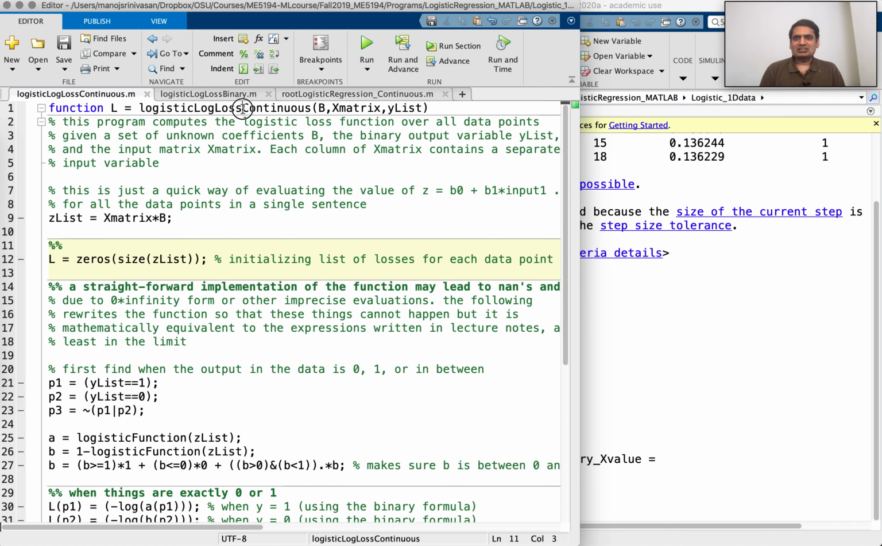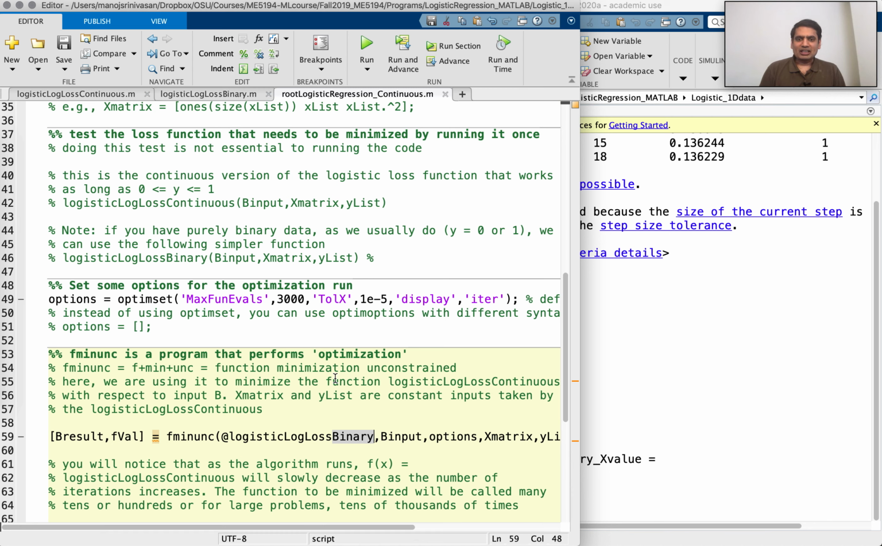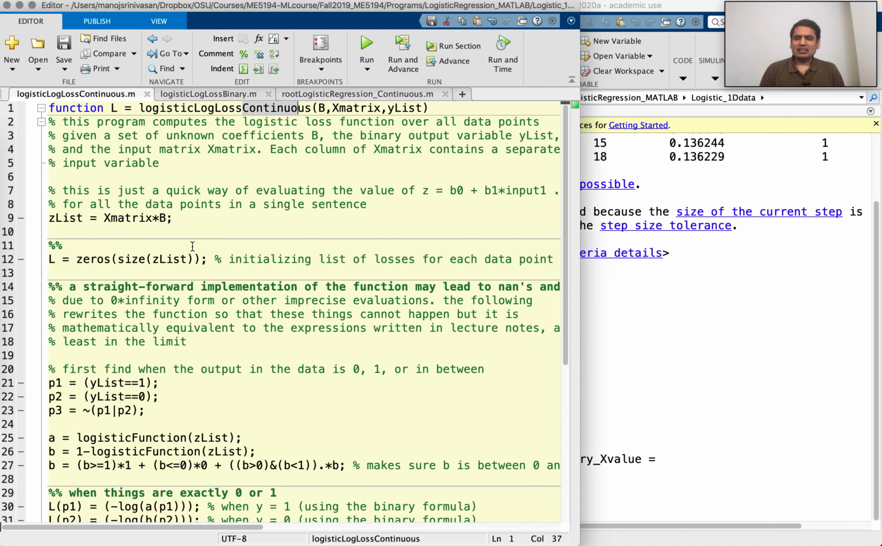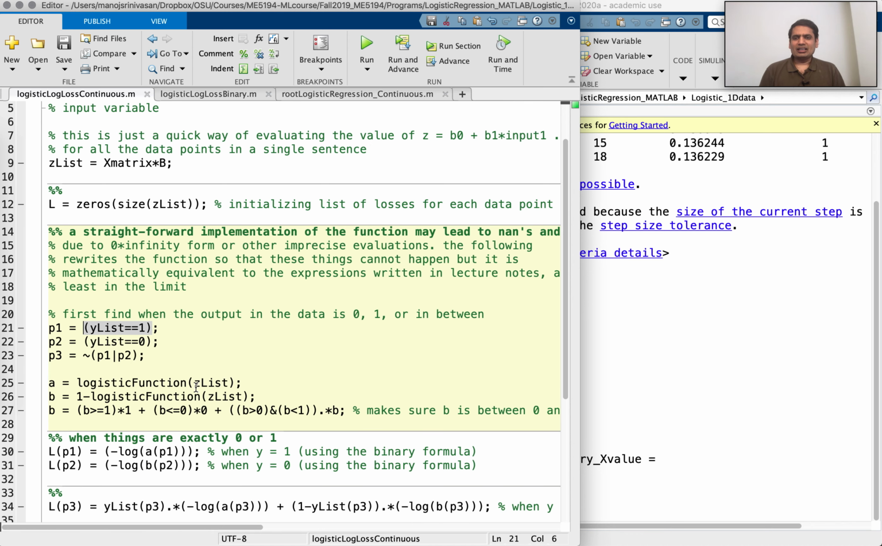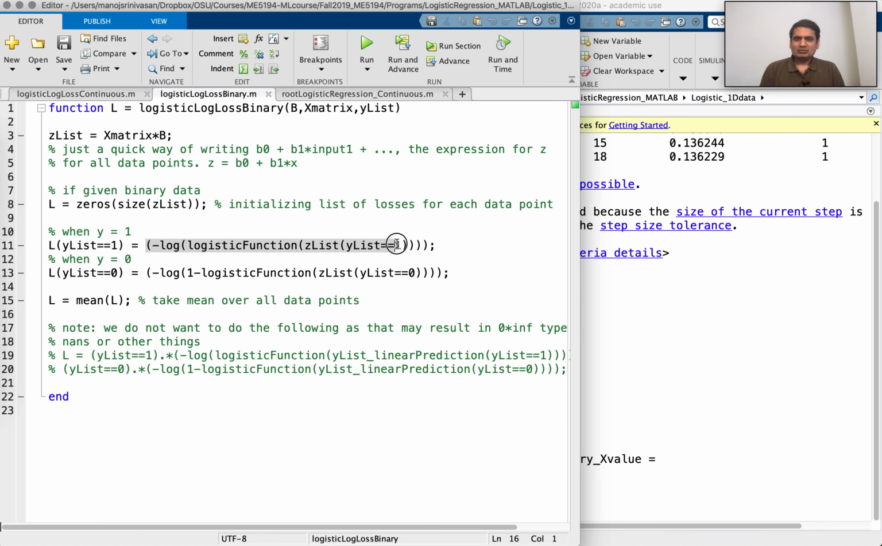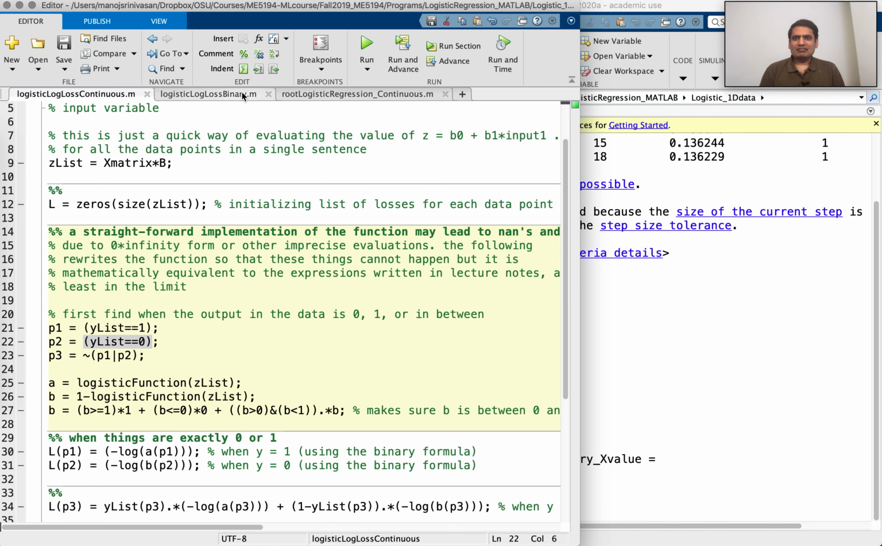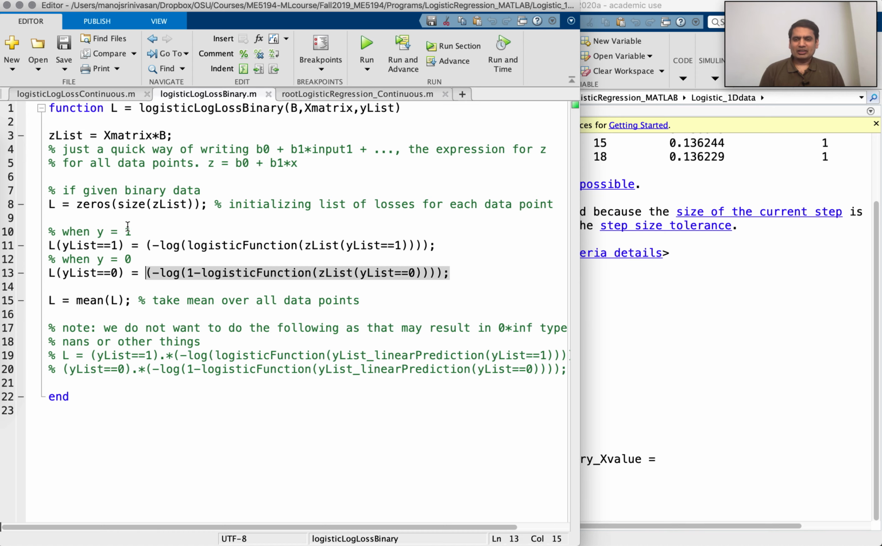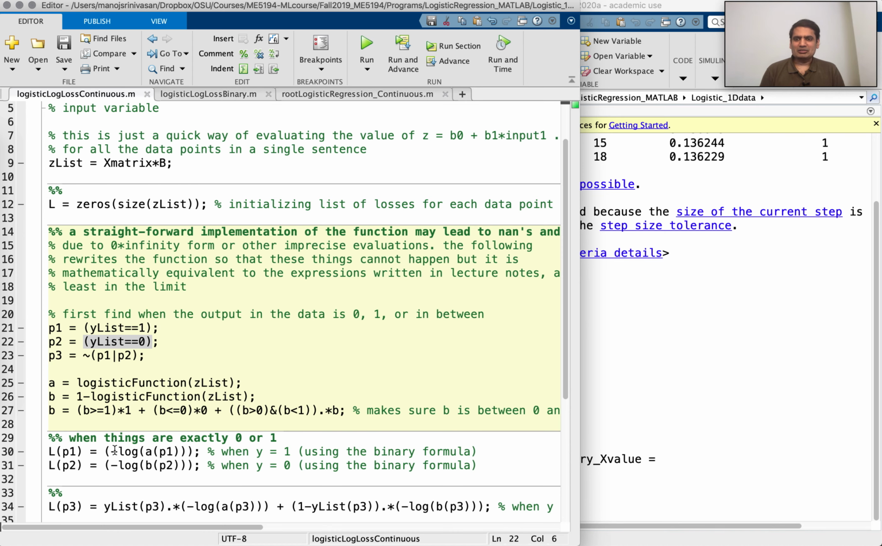is logistic loss function continuous. Let me do that. So this is what we want to use. And this function actually does 3 different versions of the loss function. If the output is equal to 1, then it essentially evaluates this expression corresponding to the binary case. If the output is equal to 0, it evaluates this expression corresponding to the binary case. So it's sort of done in this manner.